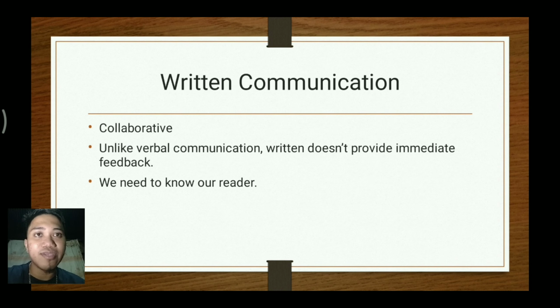Written communication is collaborative. Unlike verbal communication, written does not provide immediate feedback. Of course, if you are contacting your supervisor or your boss through email, consider that they will not read or notice it an hour after you sent the email.